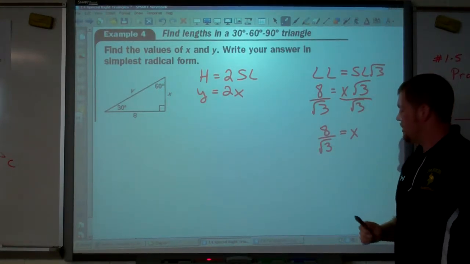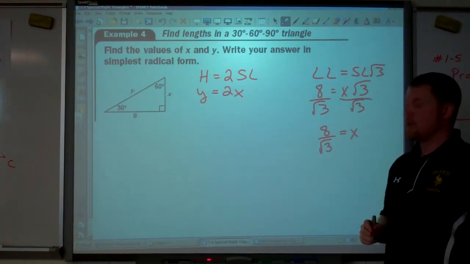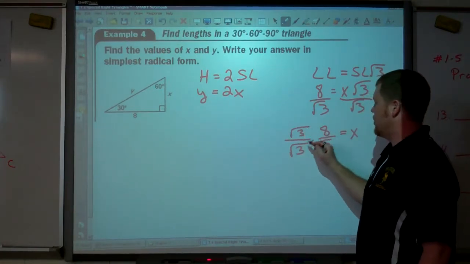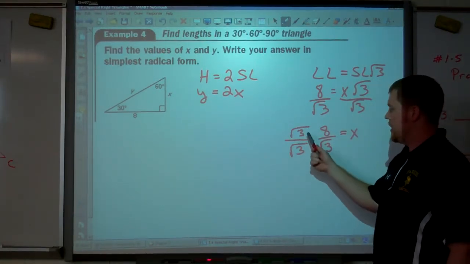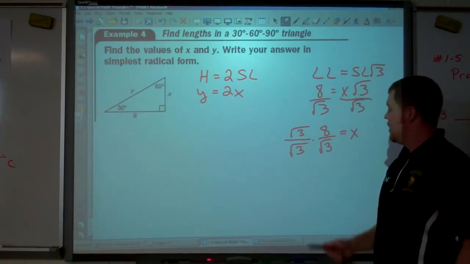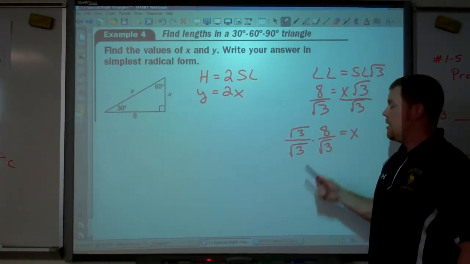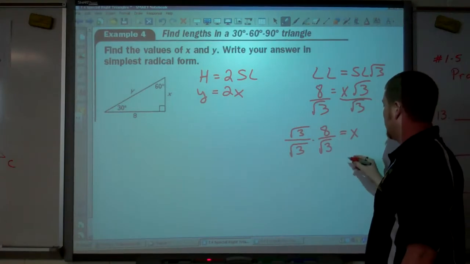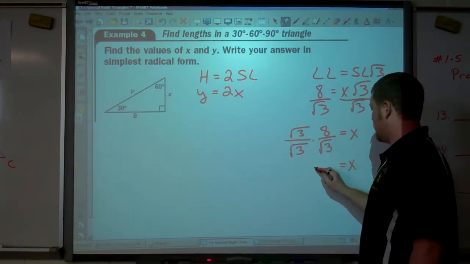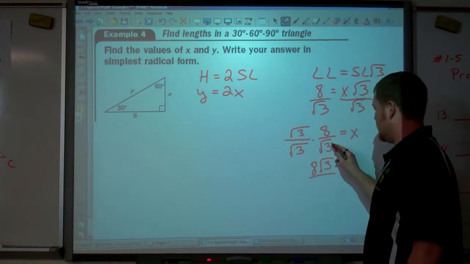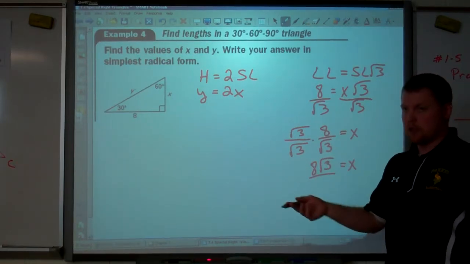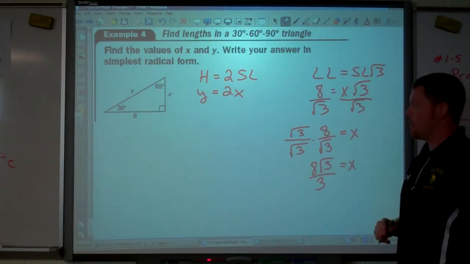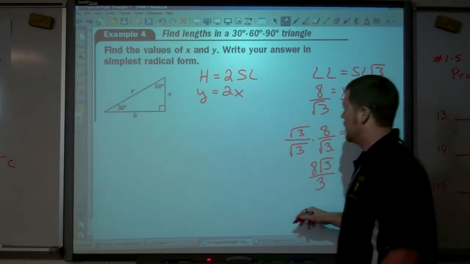Now, if you remember back to your algebra days, we cannot have a square root in the denominator. So we need to multiply by the square root of 3 divided by the square root of 3. If you think about that, square root of 3 divided by square root of 3 is 1. If you multiply times 1, you're not changing the value. All we're doing is changing the way this looks. So here we get x equals 8 times the square root of 3, and in the denominator we get the square root of 3 times the square root of 3, which is the square root of 9, which is 3. So x equals 8 square root of 3 over 3. So that's x.